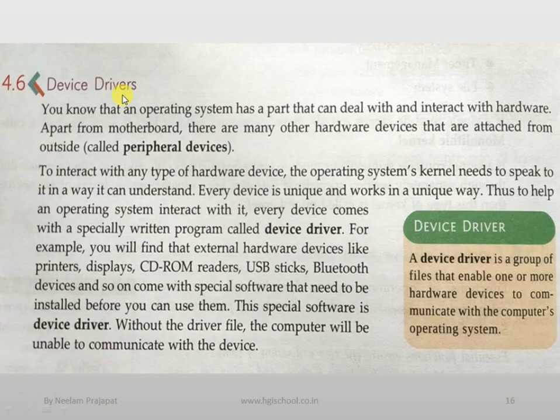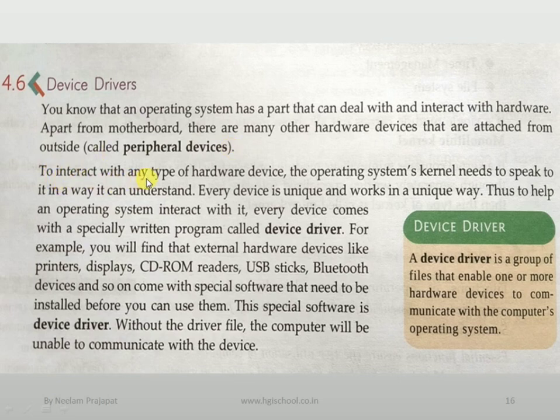Now the next topic is device drivers. We know very well that the operating system has a part that can deal with and interact with the hardware. Apart from the motherboard, there are many other hardware devices attached from outside, and they are known as peripheral devices. Peripheral devices means external devices which are outside the computer system and are connected with the computer.